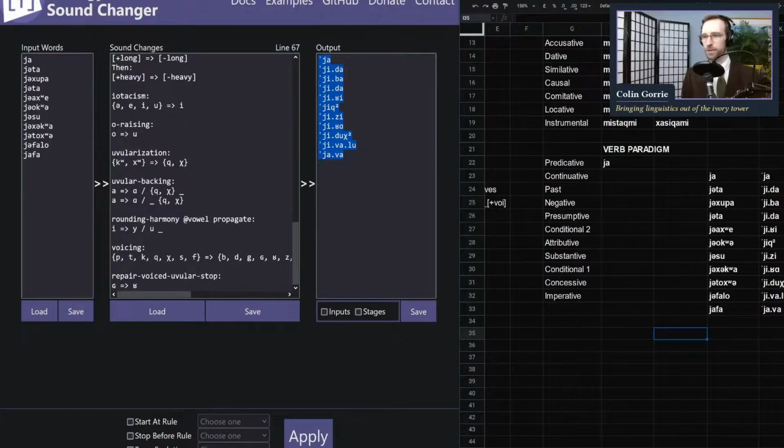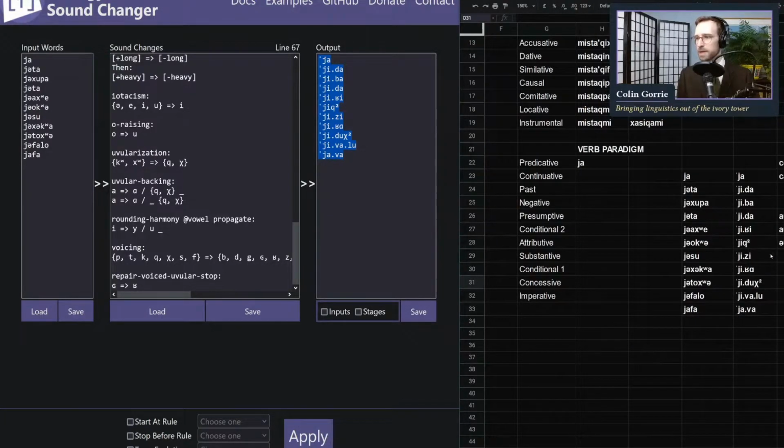Oh yeah, we have all these forms here, and we've got to fill our... I need to move this over so that you can see everything. There we go. So we have this is the proto form, this is the Justamija form, and I just need to slot them into this verb paradigm. So the predicative form is ya. The continuative form is yiba. So that's going to look like that. What's the next one?